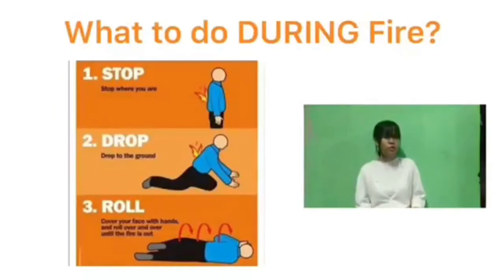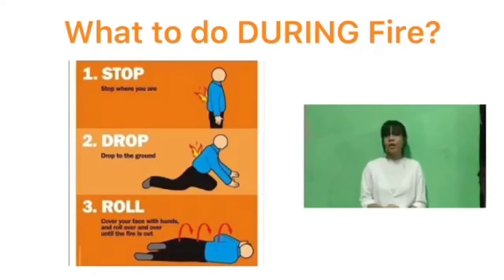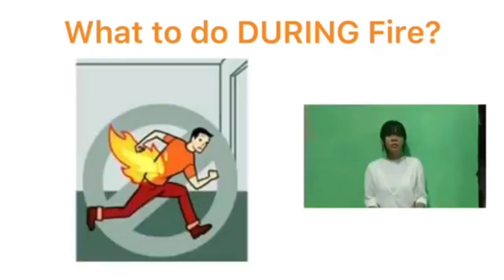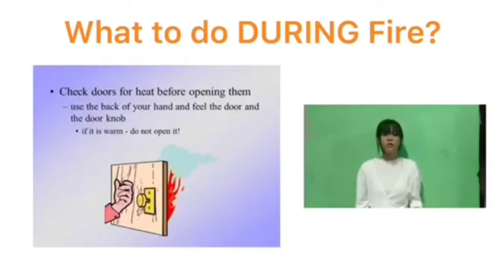What to do during a fire? If your clothes catch on fire, you should stop, drop, and roll until the fire is extinguished. Running makes the fire burn faster. To keep safe, you should check the door before you open it. If the door is hot, do not open it. Try to use other doors or windows.